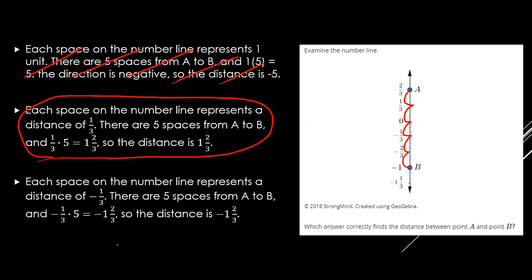The reason why this one down here is not correct is because, again, this distance is negative. Remember, you cannot have a negative distance. Your distance should always be positive.